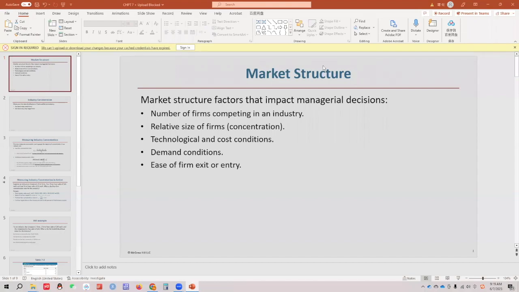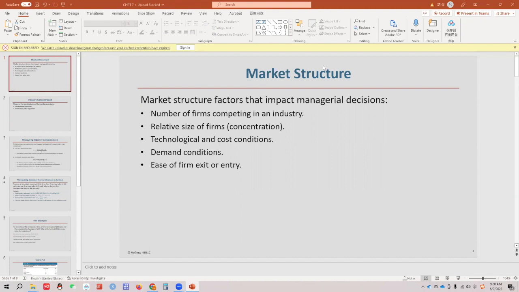Okay, at the starting point of chapter 7, we're going to look into market structure and how to measure it. Market structure has several dimensions. One is the number of firms competing in an industry, and the relative size of firms, namely the concentration of this industry. Others are technological and cost conditions, demand conditions, and ease of firm exit or entry, namely, is there any barrier to entry or not? That last one decides how dynamic this industry can be.